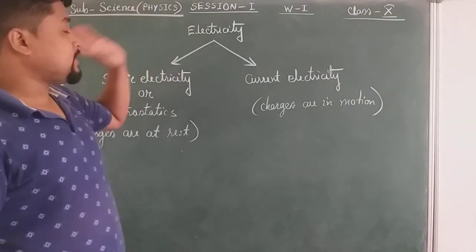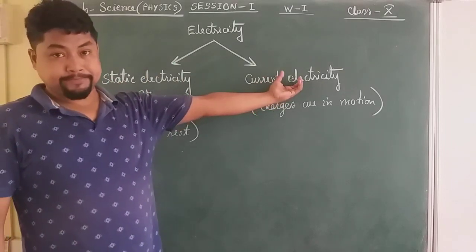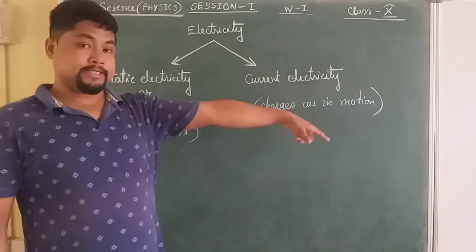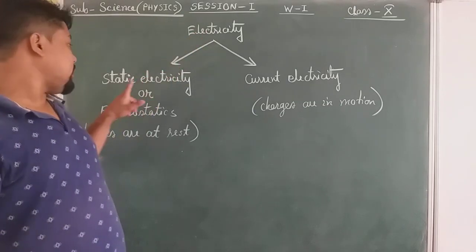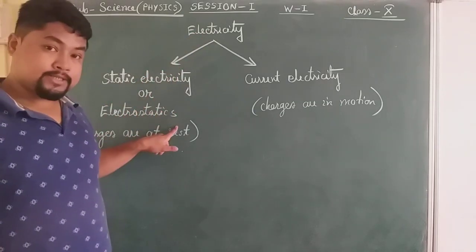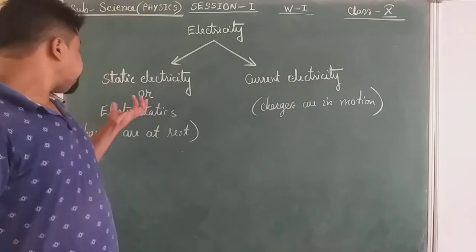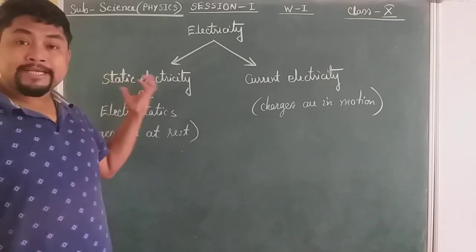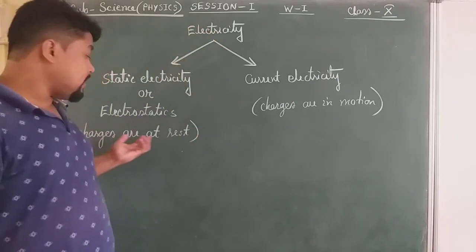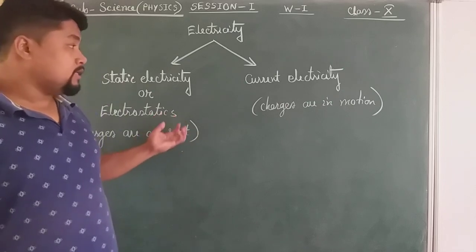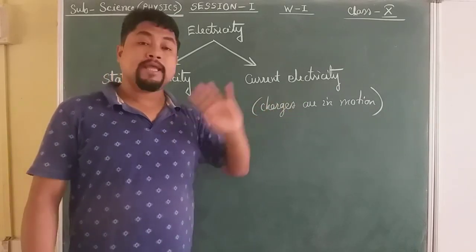So basically, electricity is of two types: static electricity and current electricity. Our chapter is current electricity, but we have to discuss some basic concepts of electricity. There are two types of electricity: static electricity or electrostatics, and another one is current electricity. Static electricity is the branch of electricity which deals with the study of charges which are at rest. And current electricity is the branch of electricity which deals with the study of charges which are in motion.